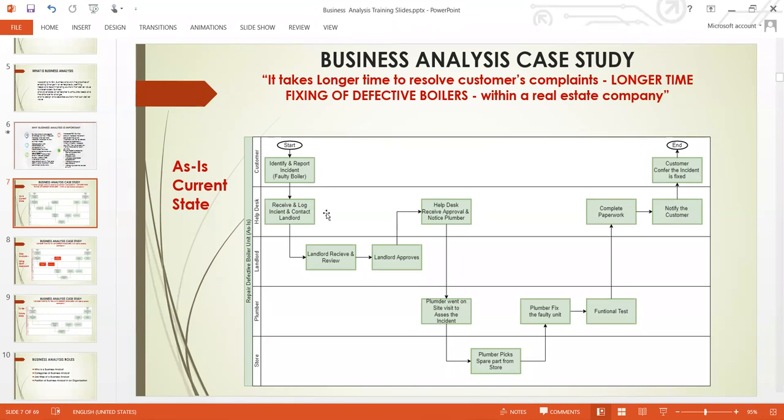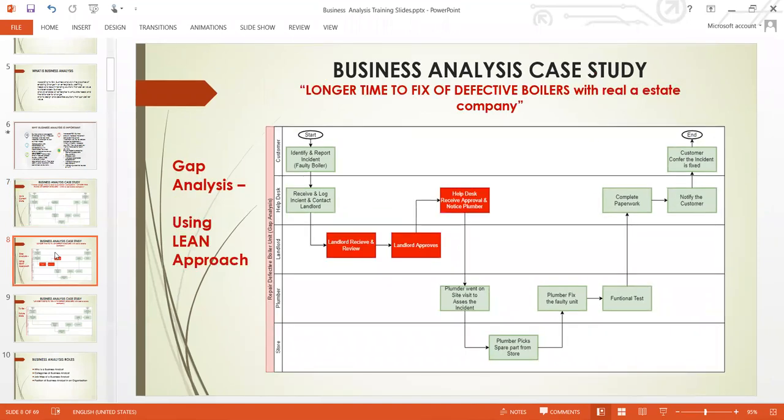So without hiring, we don't want to hire more plumbers. We want to work with our plumbers and reduce the time it takes to resolve issues. So this will bring us to the next stage, and this is called gap analysis.